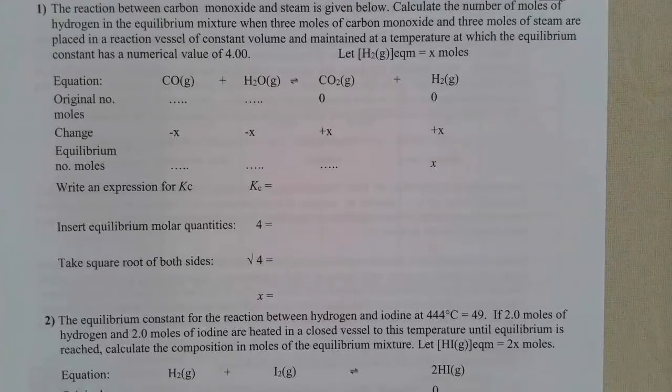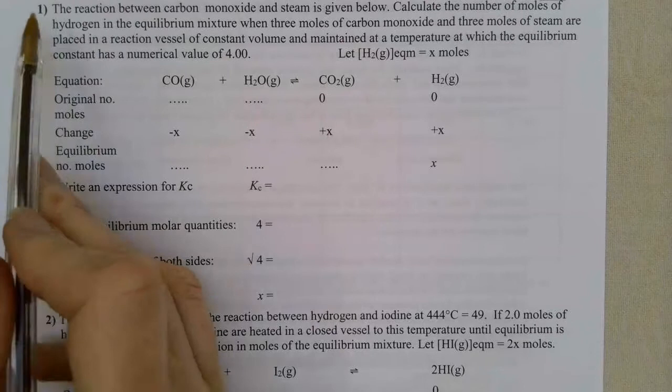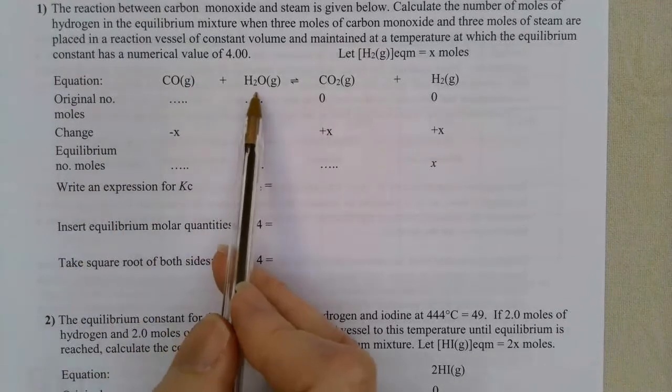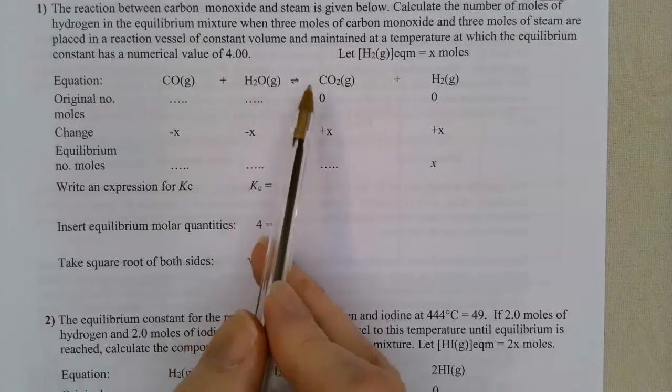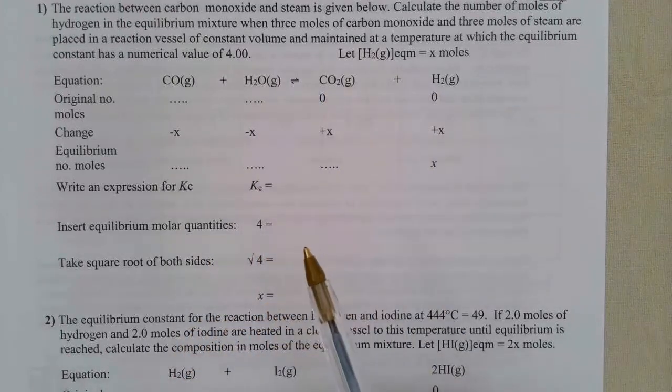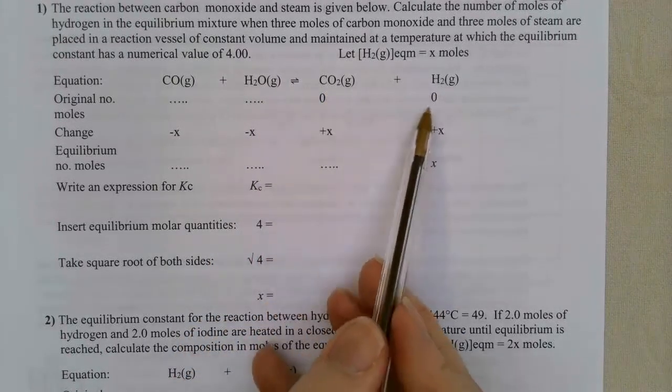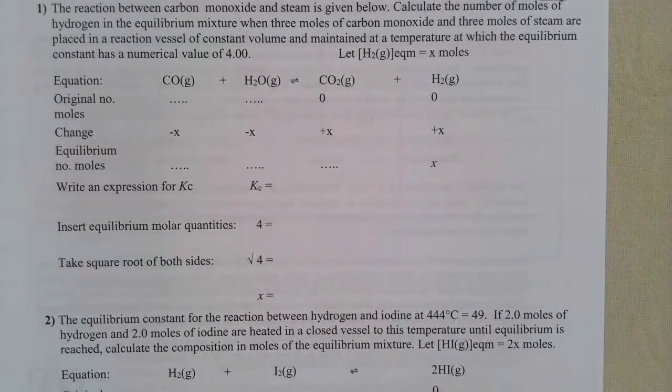The last examples are in your notes and we're on page 18. And these are the most complicated type that you're going to get because they involve a small amount of algebra. So this is my reaction, carbon monoxide reacting with water, or steam in this case, to form carbon dioxide and hydrogen. Again, I have no moles of carbon dioxide and hydrogen initially because they are products.